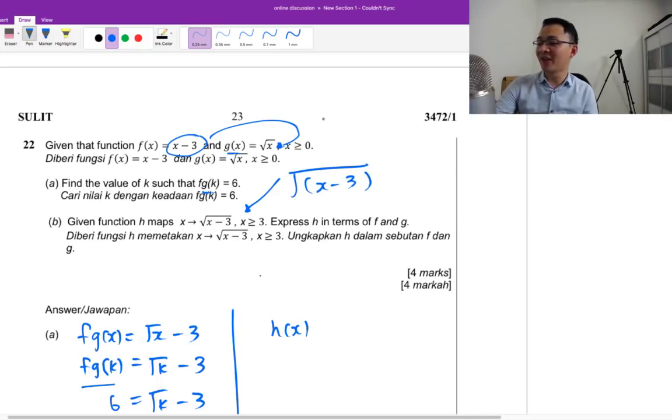So I'm putting f(x) into g(x), right? So I will say this one will be g(f(x)). That's all. I guess this one is just 1 mark. It just tests whether you can understand it or not.